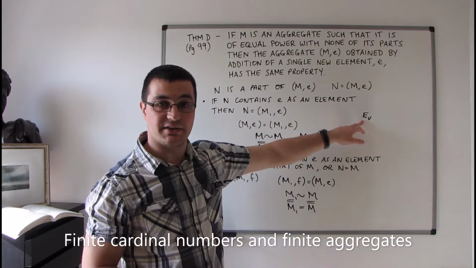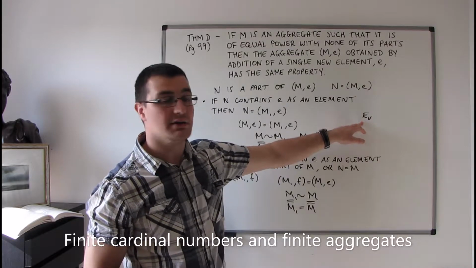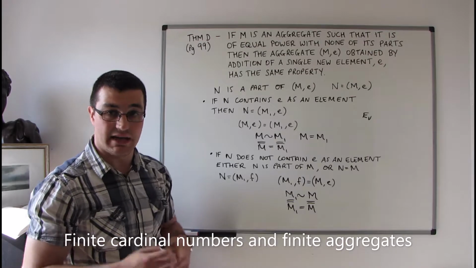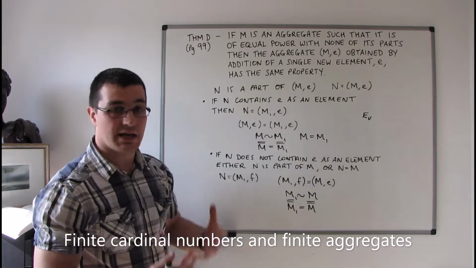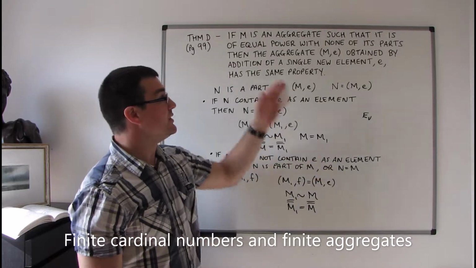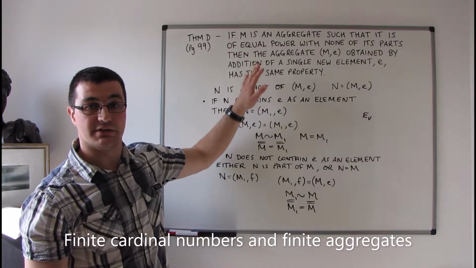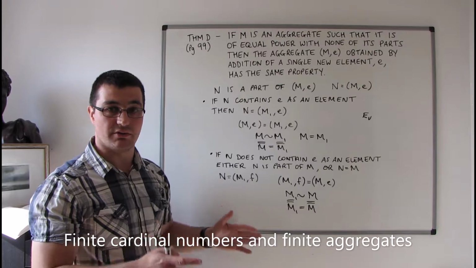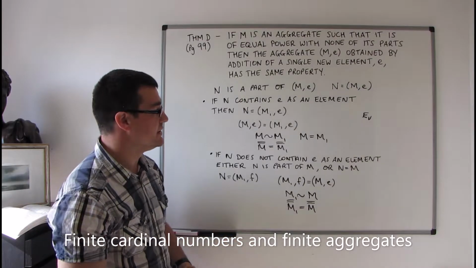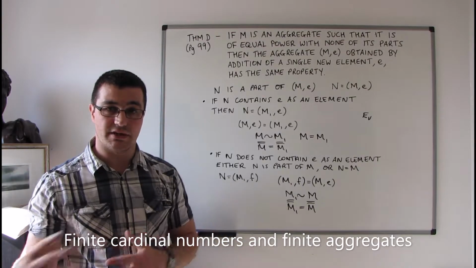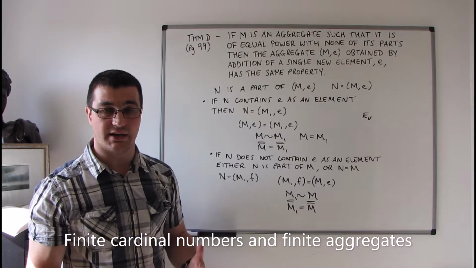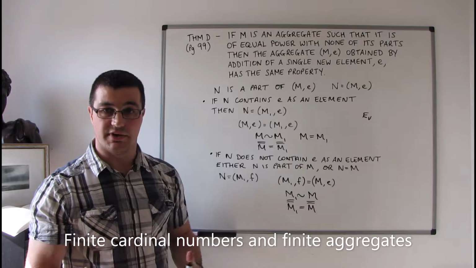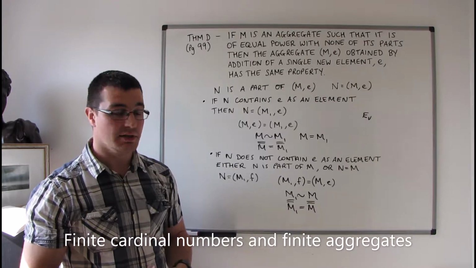And because these are the aggregates that we use to define the finite cardinals, it means that any aggregate that has a finite cardinal number must have this property, that it can be equal in power with none of its parts, or proper parts if we prefer, which is going to be in contrast to when we get onto transfinite aggregates and transfinite cardinals. It's going to be a very different situation.